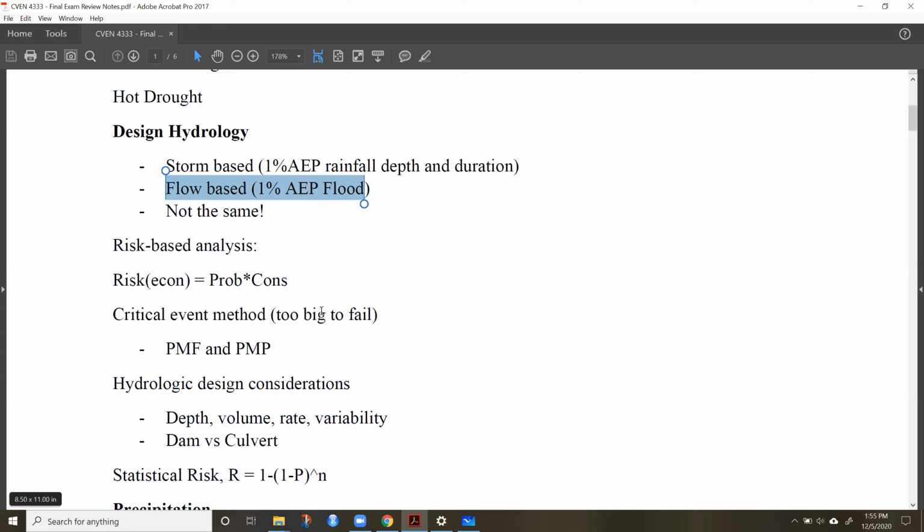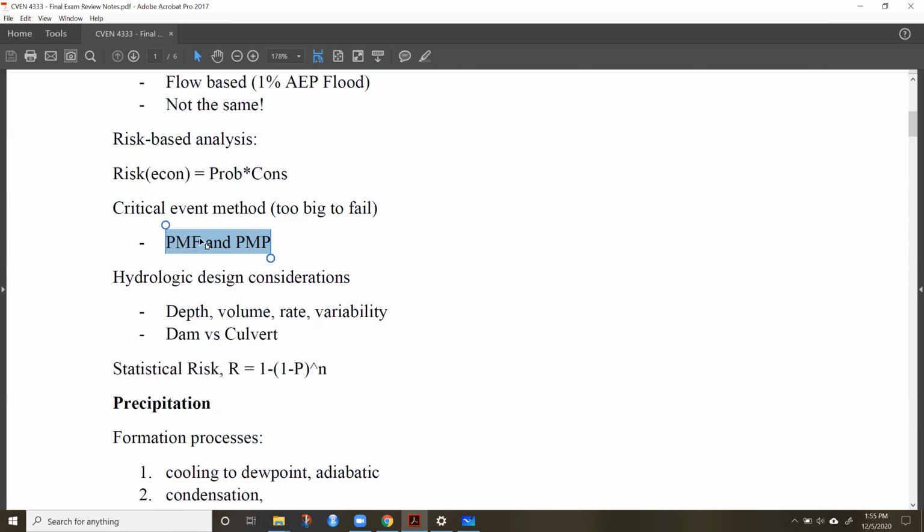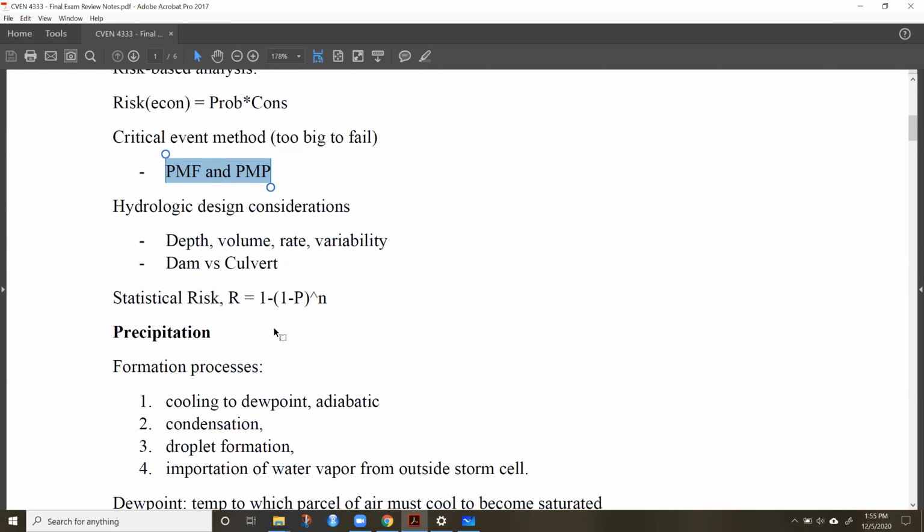And be able to take these different kinds of design criteria, maybe it's the 1%, maybe it's the 10%, maybe it's the PMF or PMP, and be able to attach that to a type of infrastructure. You can go back in our lectures to look at what these events are. You can also look at the readings for that.